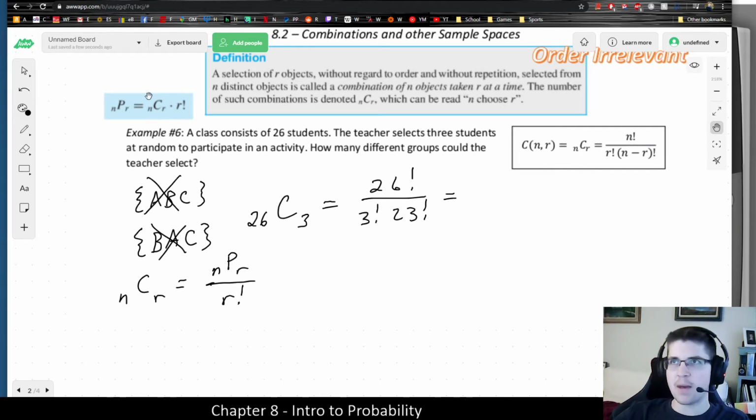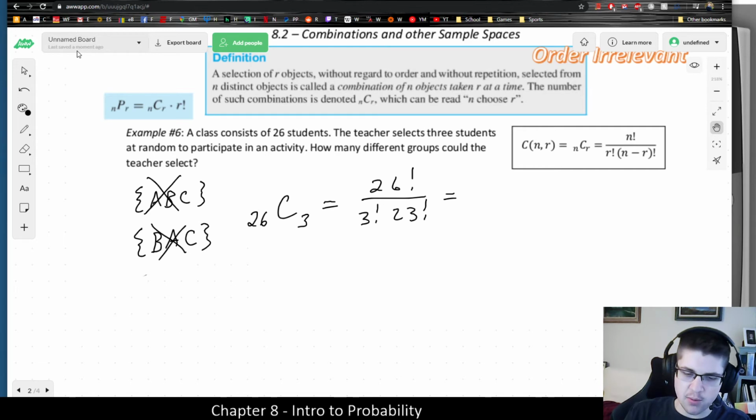Or, as another box from the book has it, NPR is equal to NCR times r factorial. Notice if I multiply across, r factorial times NCR would leave me with NPR, which is consistent with what's right there. But that's just something I wanted you to notice.